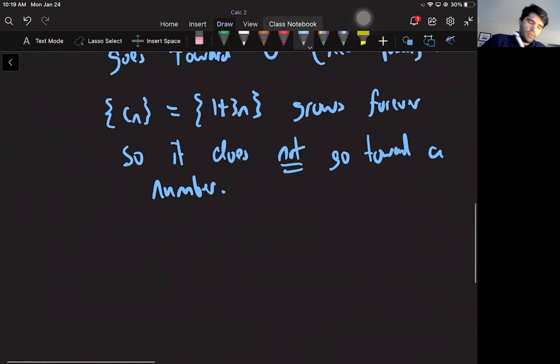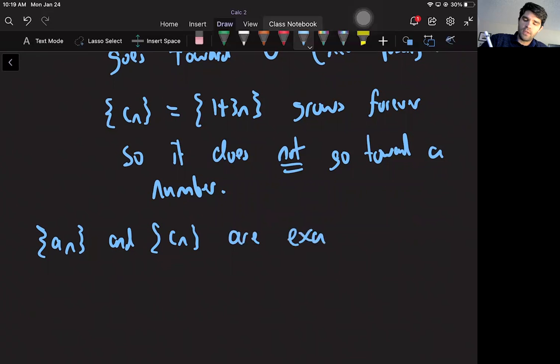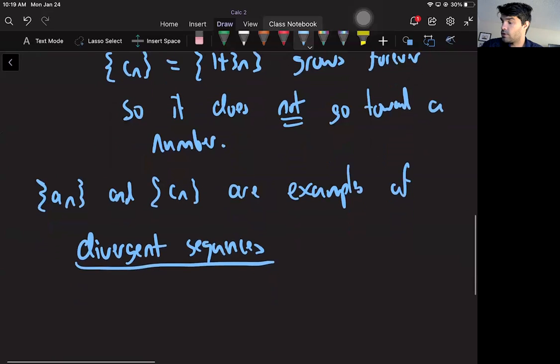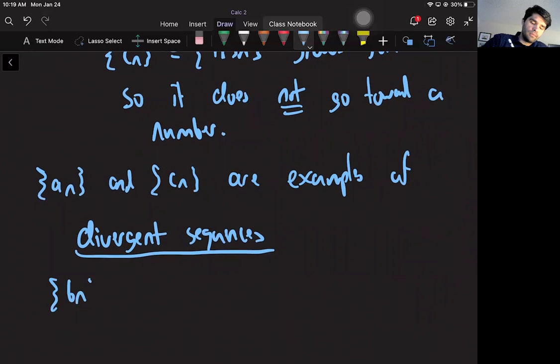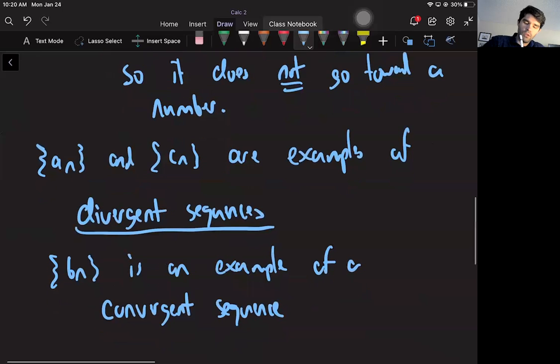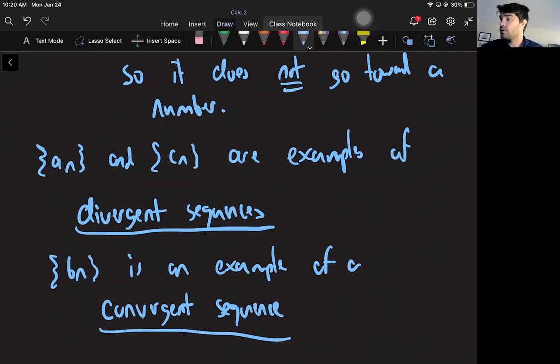Okay, so we have names for these situations. So AN and CN are examples of divergent sequences, meaning that they don't go towards something. And BN is an example of a convergent sequence, which is the opposite situation, where it does go towards something.